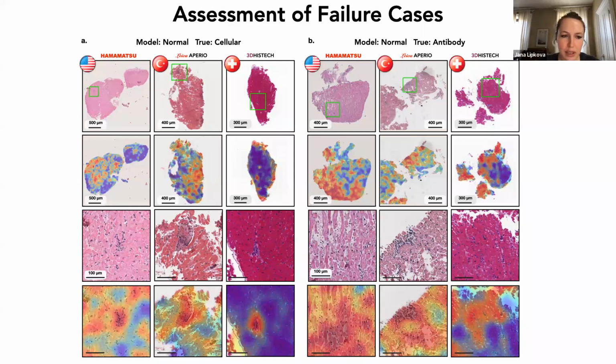You can also use the heat maps to look at the failure cases, which is maybe the more interesting part. Here we are looking at the worst cases from each cohort, worse in the sense that the model predicted them as a rejection with high confidence, while they are all non-rejections. Each column is data from each cohort. The first block is the cellular rejections and the other is antibody-mediated rejections. That's what the model predicted, but in truth, they are all normal.